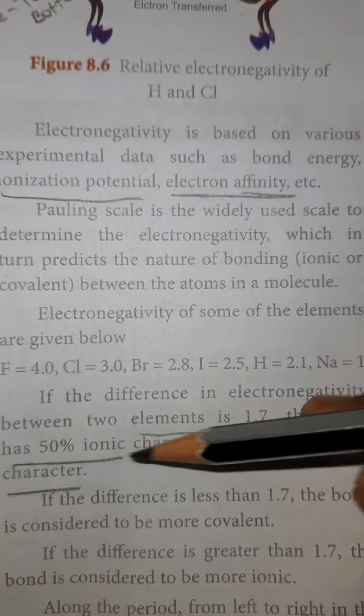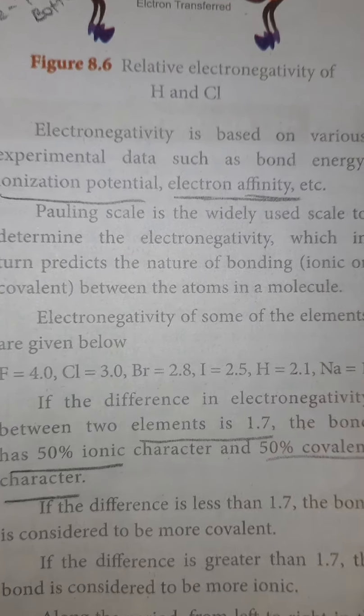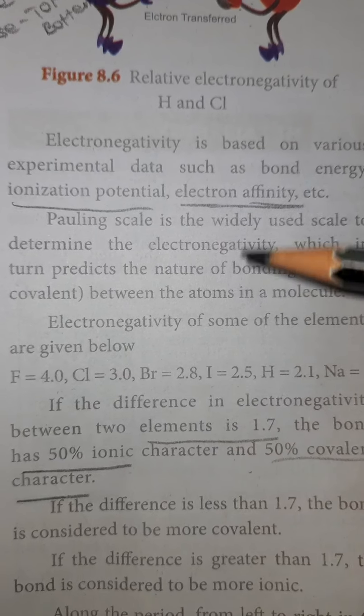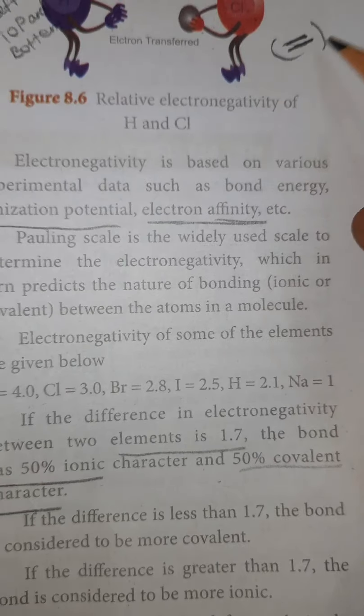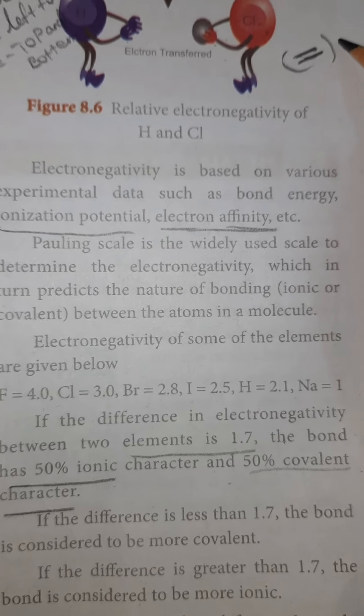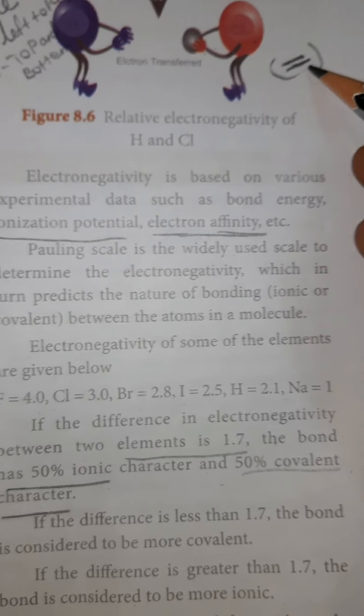Such a bond has 50% ionic character and 50% covalent character. So it is a 50% ionic compound and 50% covalent character. So that is called electronegativity.